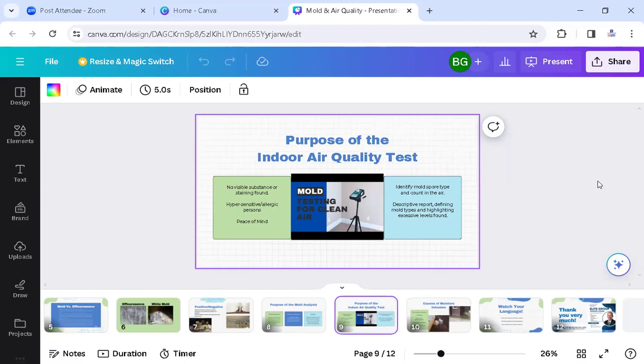We also, from this, want to identify the mold spore type and the count in the air. The descriptive report you receive will define the mold types, and it'll give you a number based on the count per million, tens of thousands, whatever that number is, in the air at the time of the testing. Think of it in your head like an Excel spreadsheet with a bunch of numbers on it.